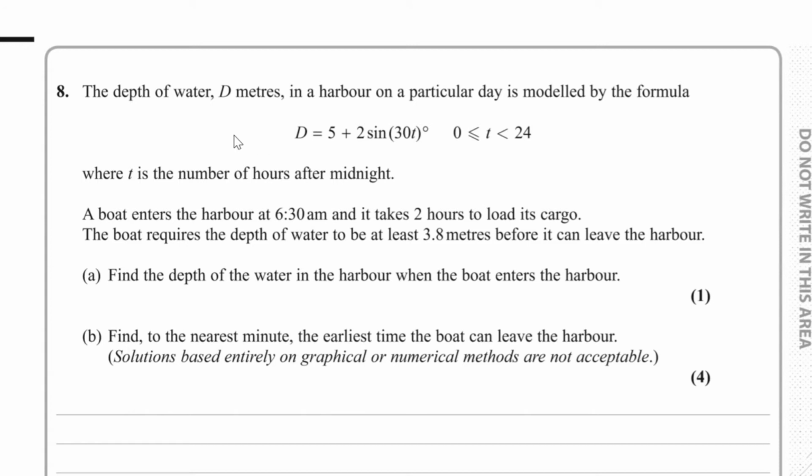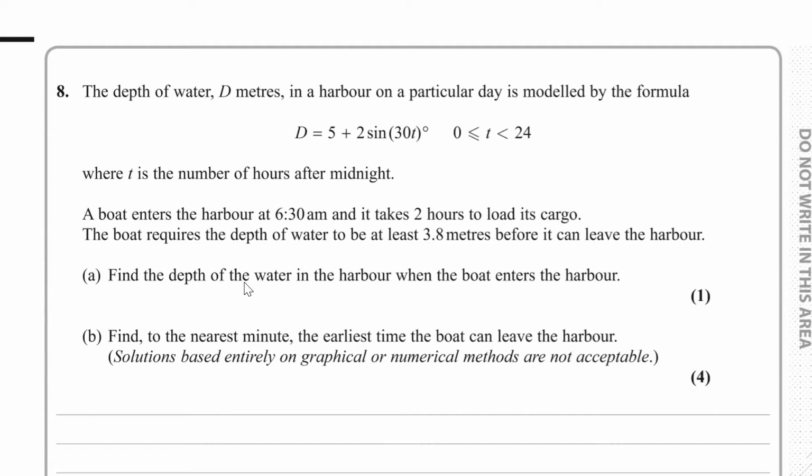Question number 8. The depth of water d meters in a harbour on a particular day is modelled by the formula d equals 5 plus 2 sine of 30t degrees, where t is between 0 and 24, and t is the number of hours after midnight. A boat enters the harbour at 6:30 am and it takes 2 hours to load its cargo. The boat requires the depth of water to be at least 3.8 meters before it can leave the harbour.